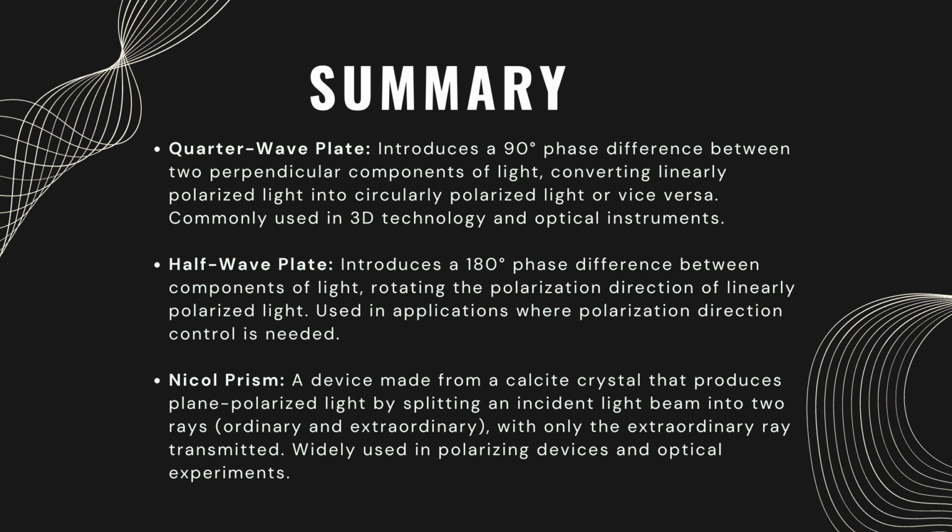A half-wave plate introduces a 180 degrees phase difference between components of light, rotating the polarization direction of linearly polarized light. Used in applications where polarization direction control is needed. Nickel prism: a device made from a calcite crystal that produces plane polarized light by splitting an incident light beam into two rays, ordinary and extraordinary, with only the extraordinary ray transmitted. Widely used in polarizing devices and optical experiments.